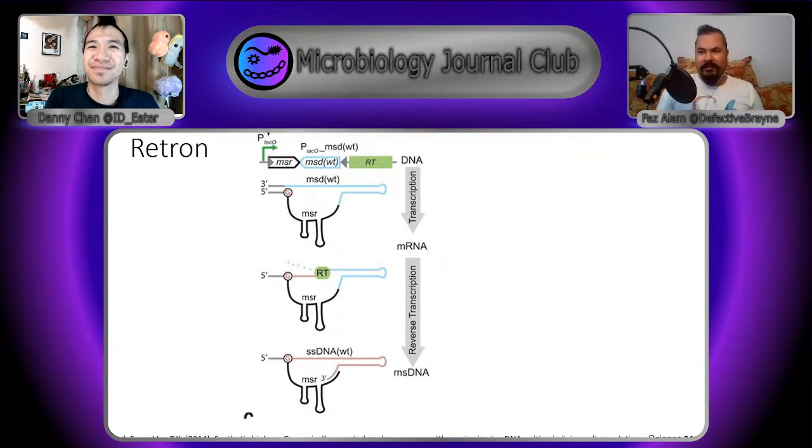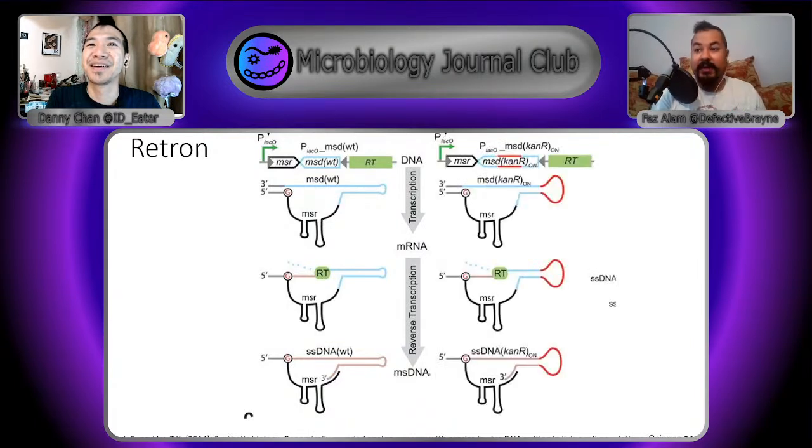So it's got this mix of RNA, which is the MSR, and then this single-stranded DNA on it. That's usually the MSD gene. And what they can do is take this MSD gene and add in a gene of interest.